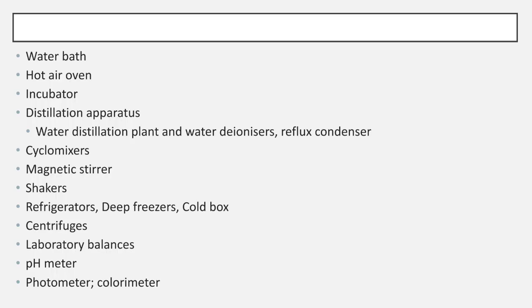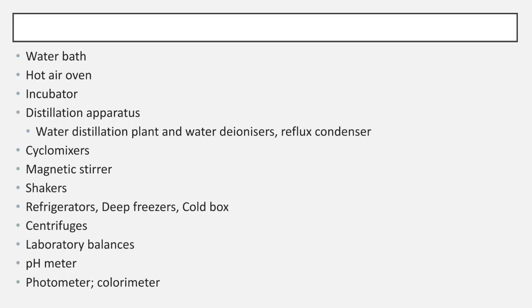In today's class, we will discuss clinical laboratory instruments. In previous classes, we have already discussed some of the instruments. This is your syllabus. In this, we already discussed water bath, hot air oven, incubators, distillation apparatus, and cyclomixers, and also water distillation plant, water deionizers, reflux condenser, magnetic stirrers, shakers, and refrigerators, deep fridges, and cold boxes. So all these we will discuss.